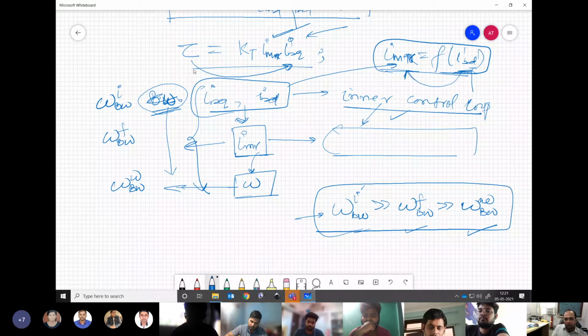And because our torque is dependent on both IMR and the current, we must ensure that our flux is settled much before anything happens on the speed control loop or on the torque. So that is why we are maintaining this sequence.